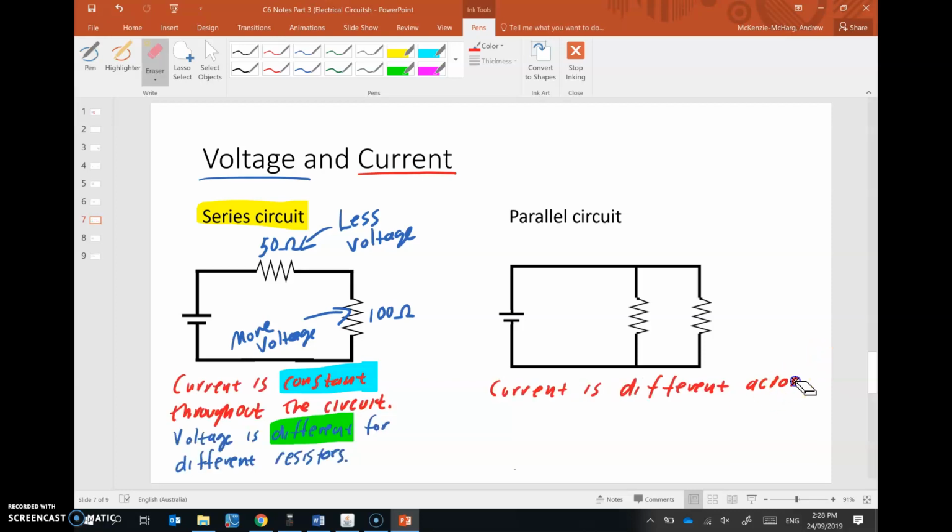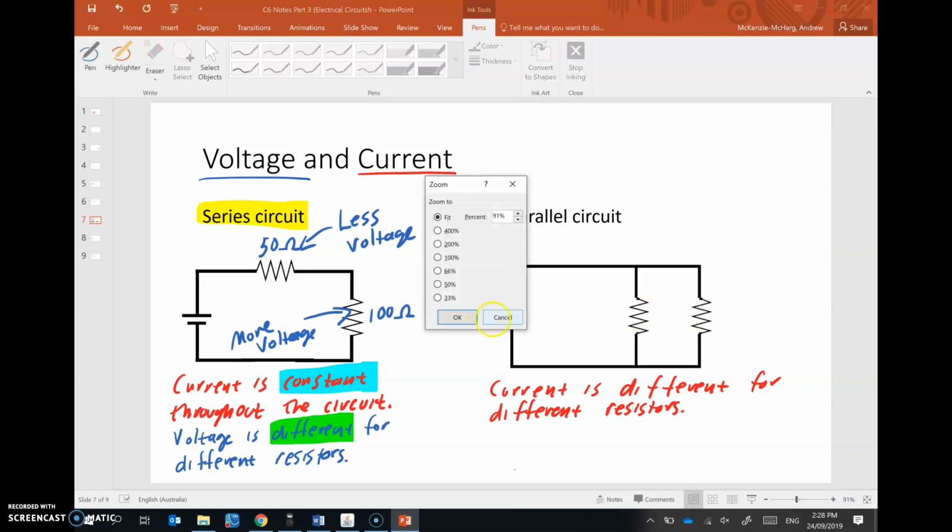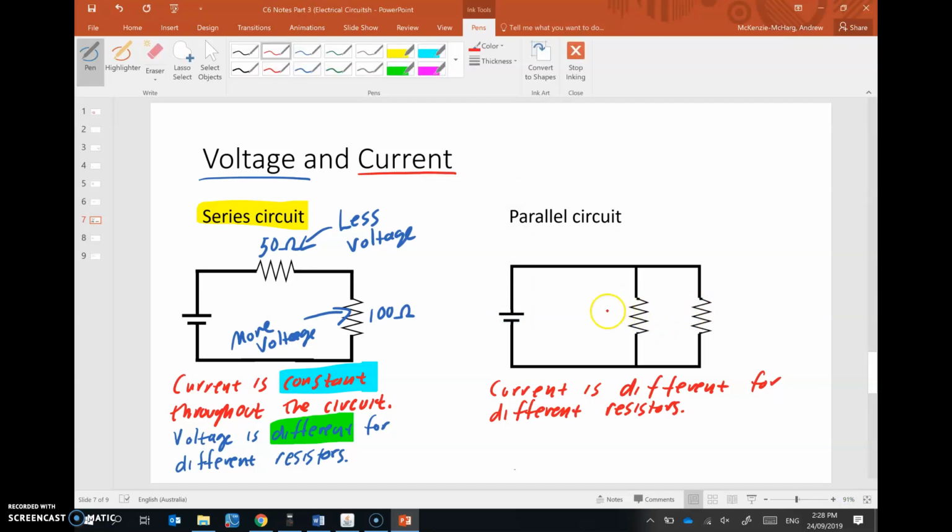Different for different resistors. Now, let me explain why that is. Let's say that we have these two resistors in parallel, and this one's a 5 ohm resistor, and this one is a 10 ohm resistor.